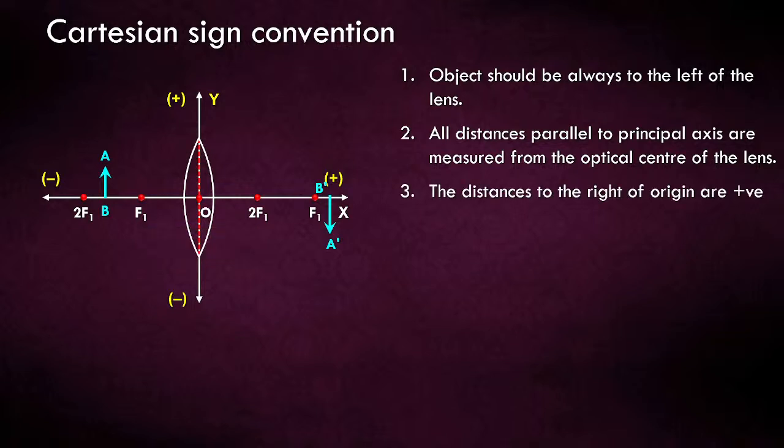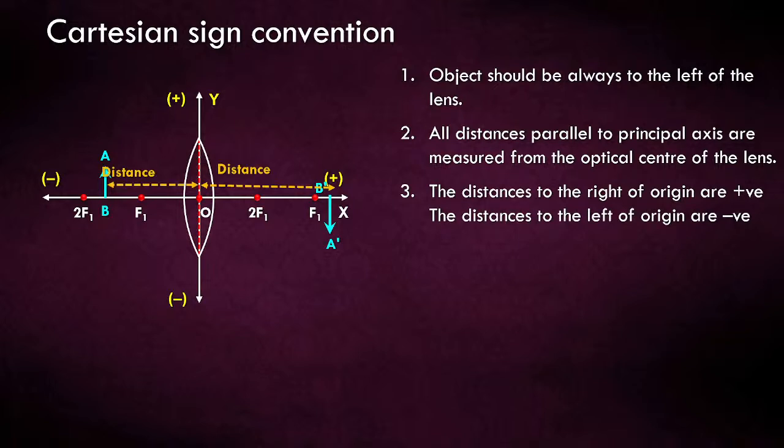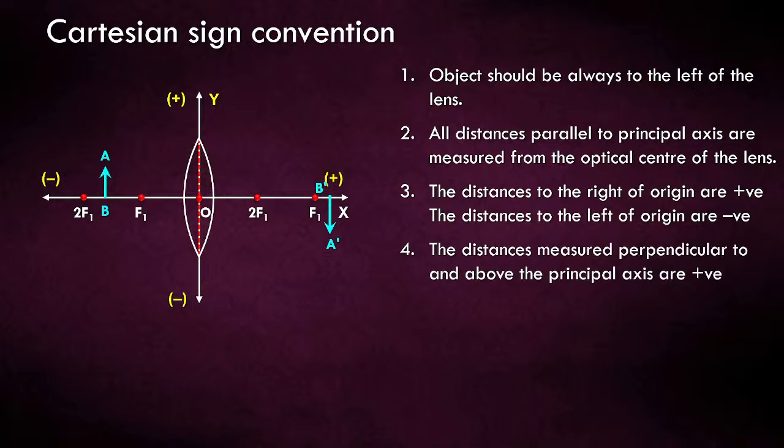Okay, then next, the distances to the right of the origin are positive. This is O. What will the right side of O be? Positive, because it is the positive x-axis. Do you understand? Next, the distance here is now positive. The distance to the left of the origin will be negative because it is the negative x-axis. That's it. Easy?